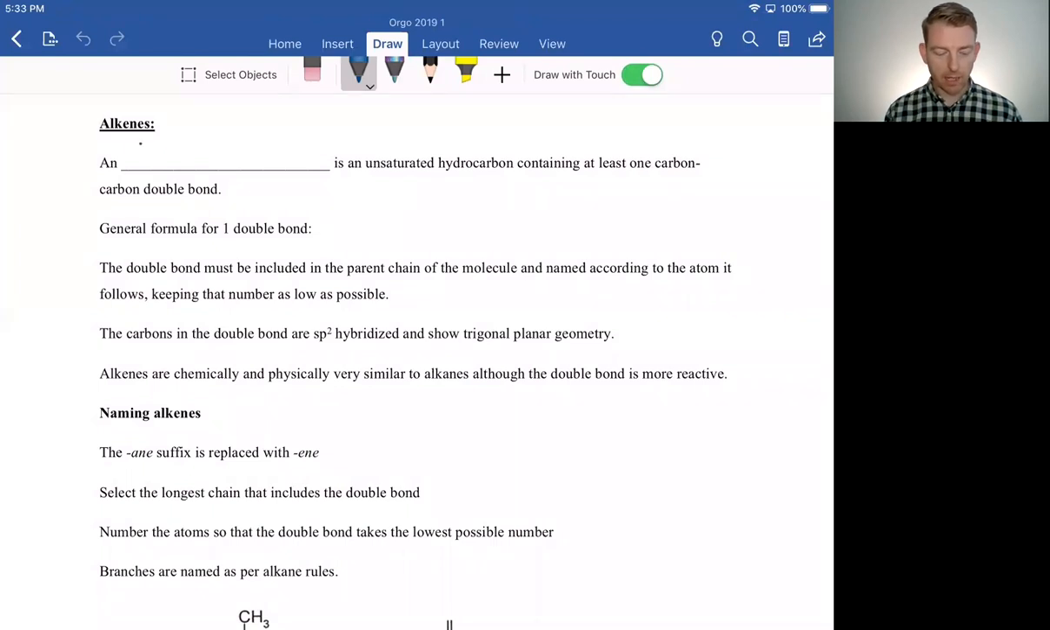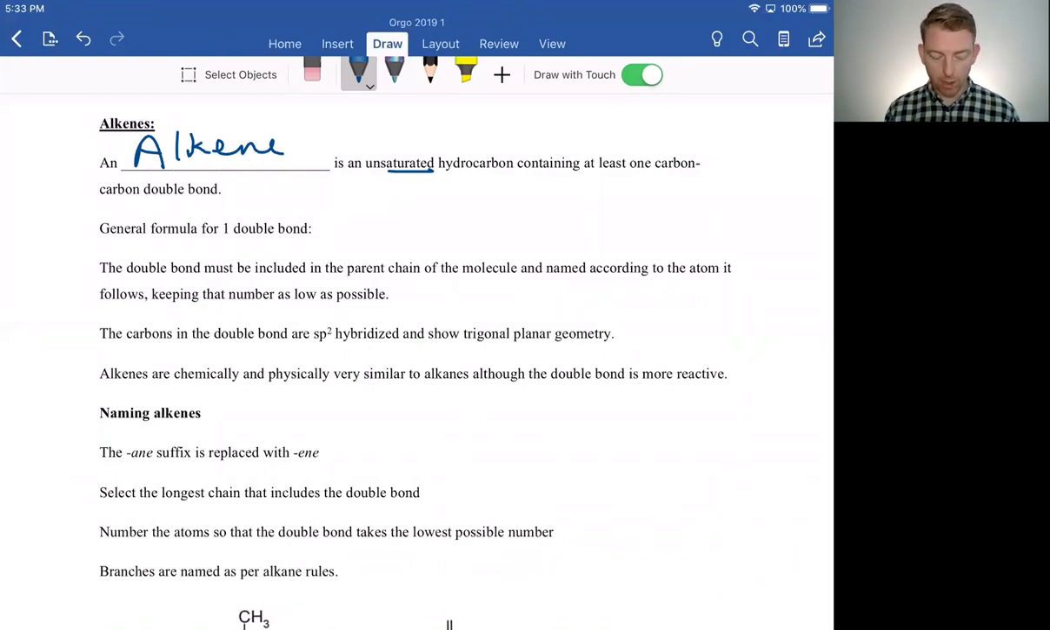So an alkene is an unsaturated hydrocarbon. We said a saturated hydrocarbon was one where there are only single bonds with other carbons and is completely filled otherwise with hydrogens. With alkenes, we have at least one carbon-carbon double bond.